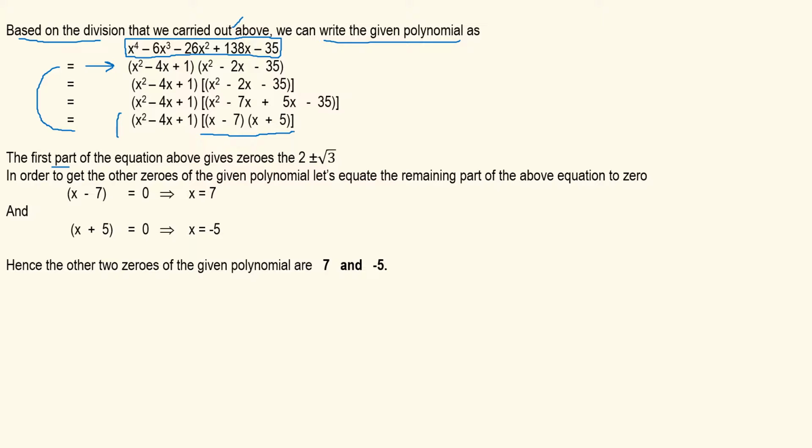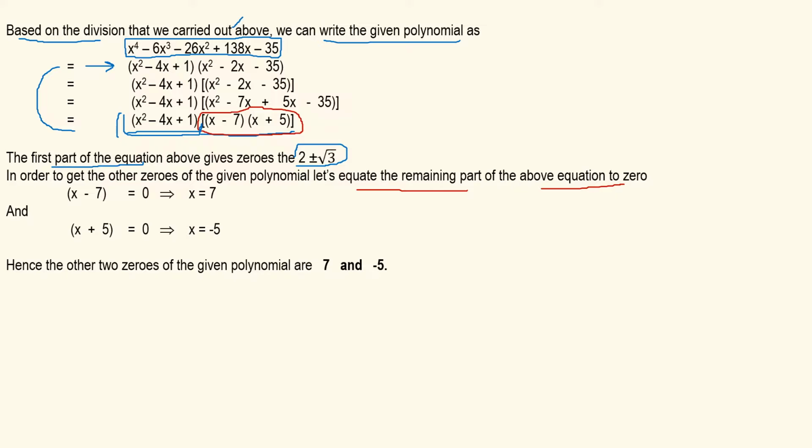And you would notice that the first part of the equation gives us the zeros as 2 plus minus square root of 3. But in order to get the other zeros of the polynomial, let's equate the remaining part of the above equation, and this is the second part or the remaining part of this equation. And now let's equate this to be equal to 0.